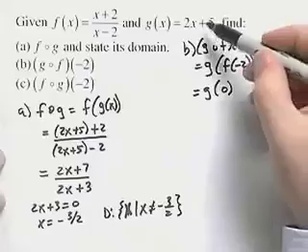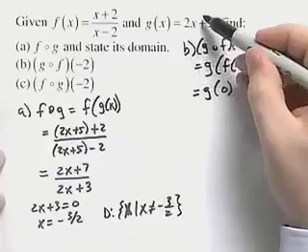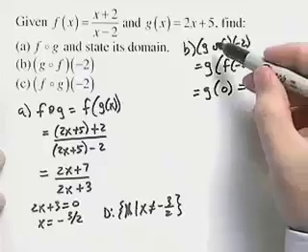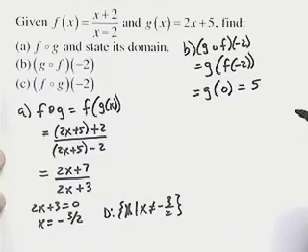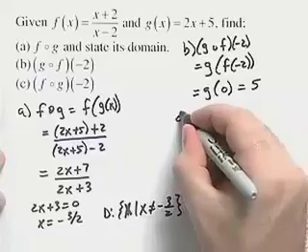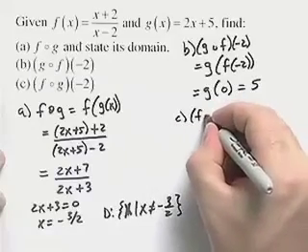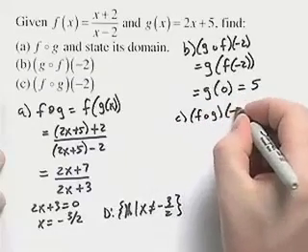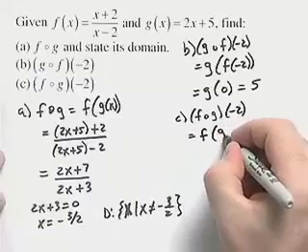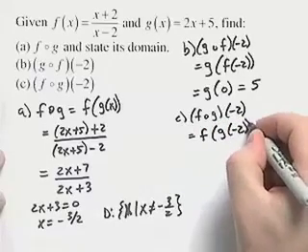So now we come to our function g, plug in the value 0. 2 times 0 plus 5 is equal to 5. So g of f of negative 2 is equal to 5. For part C, we want to find f of g of negative 2. This is the same as f of (g of negative 2).